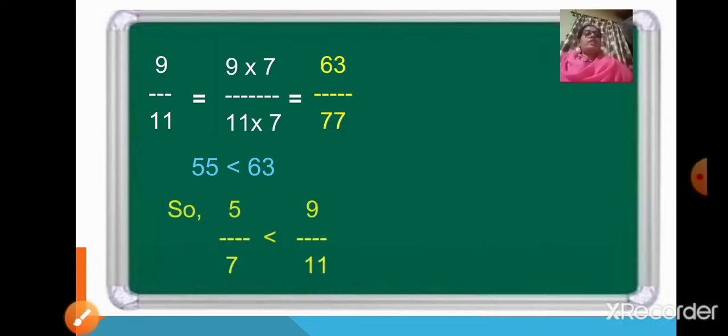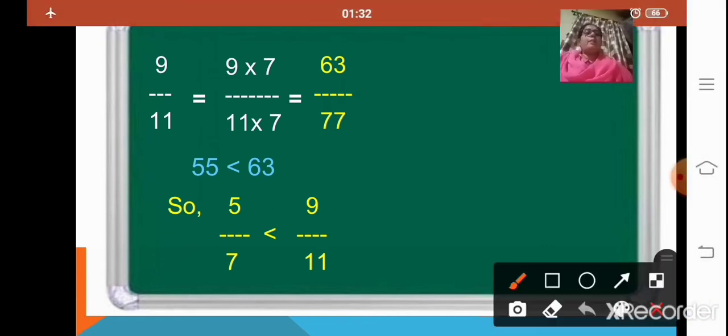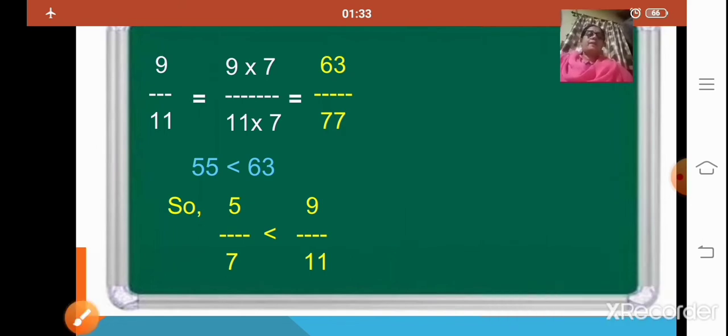So which fraction is smaller? You can say that 5 upon 7 is smaller than 9 upon 11, or also you can write it as 9 upon 11 is greater than 5 upon 7. Vice versa, any way you can write.